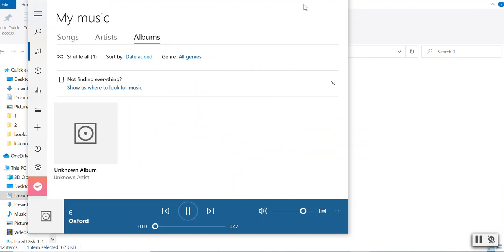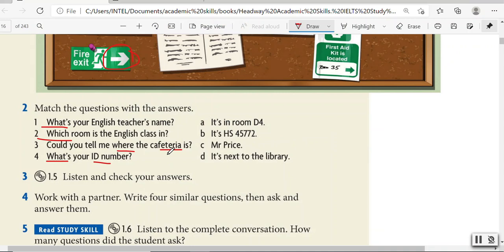1. What's your English teacher's name? Mr. Price. 2. Which room is the English class in? It's in room D4. 3. Could you tell me where the cafeteria is? It's next to the library. 4. What's your ID number? It's HS45772.